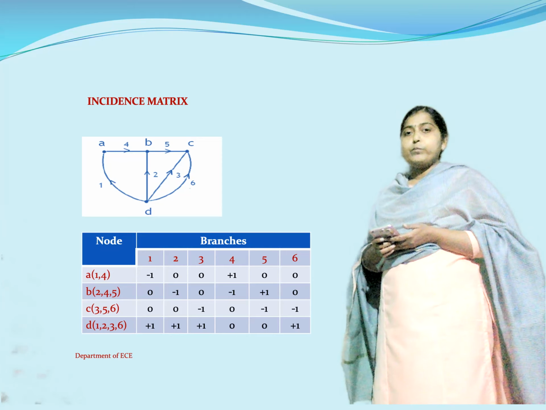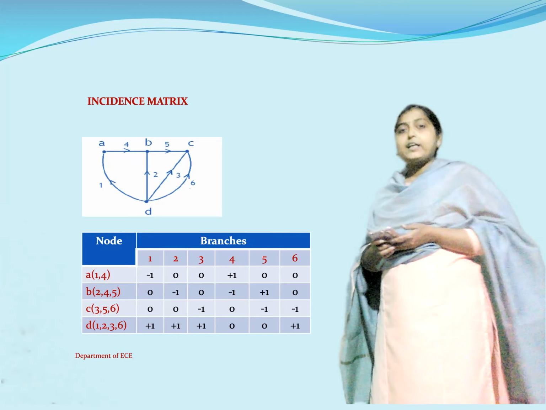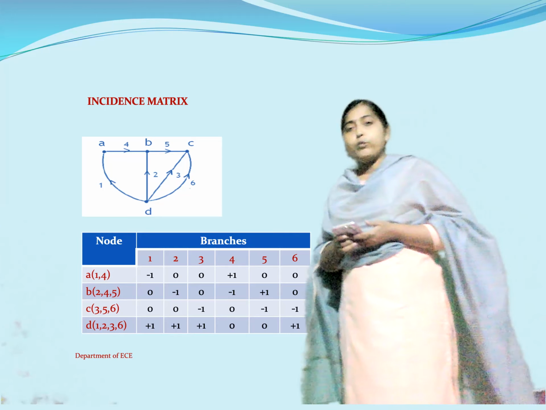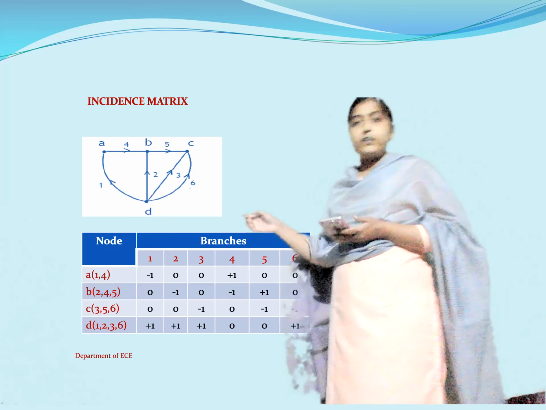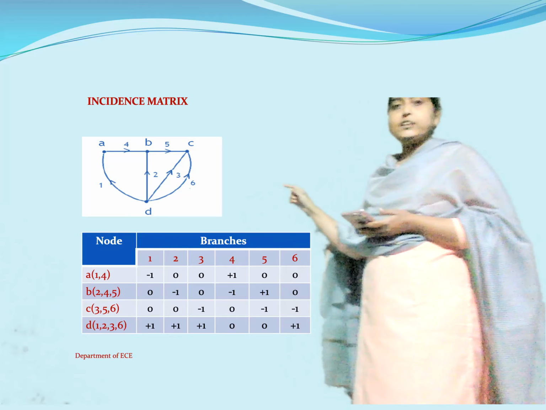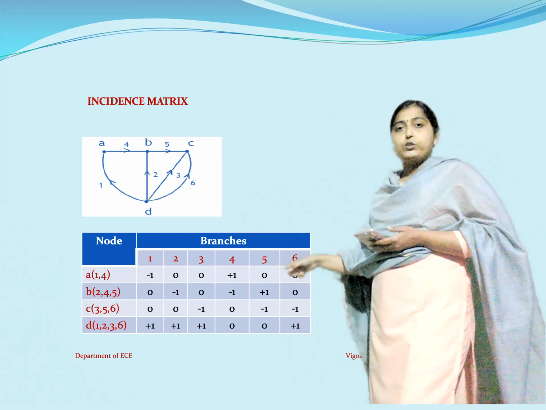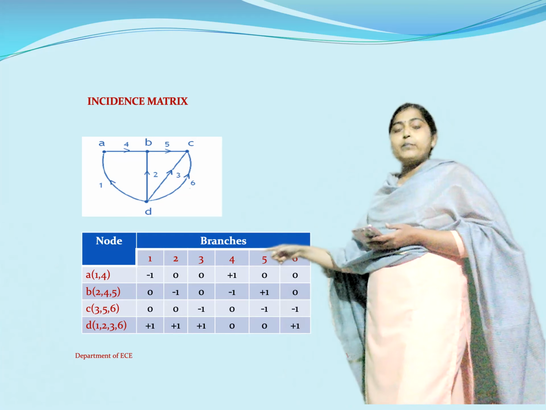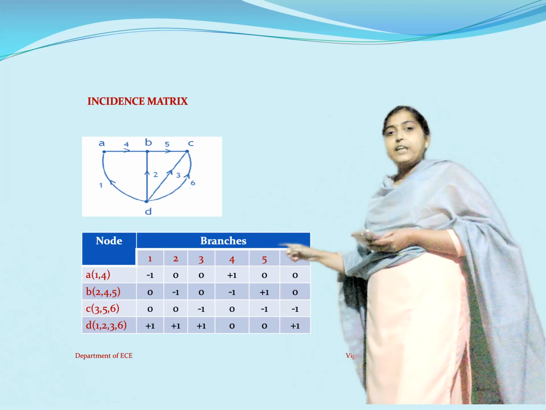That is 2, 3, 5 and 6. Similarly, coming to node B. Node B is associated with 1, 4 and 5. Except 1, 4 and 5, you fill the remaining branches with 0. Same is the case with C, same is the case with D.